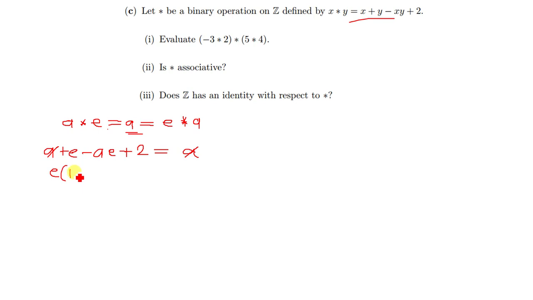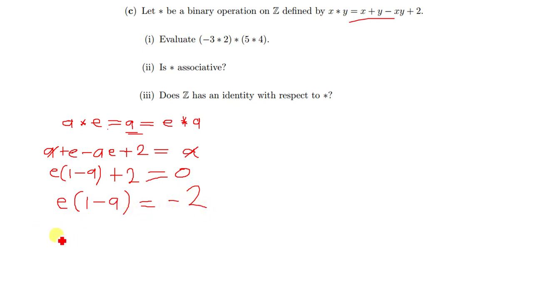1 minus a, and then plus 2 being equal to, this is a 0, so these two will go to the other side of the equal sign, meaning you just remain with e, and then you have 1 minus a being equal to negative 2.